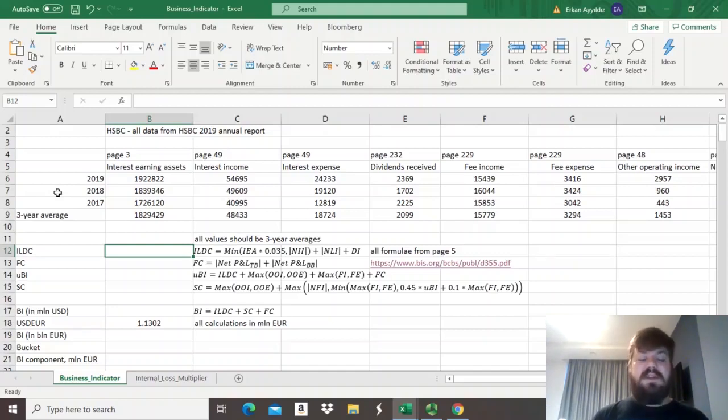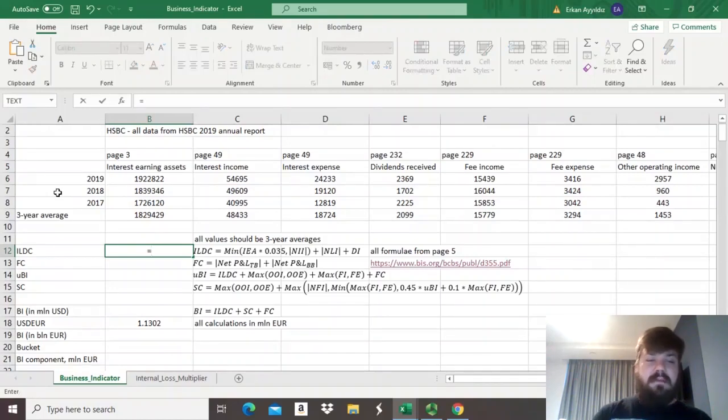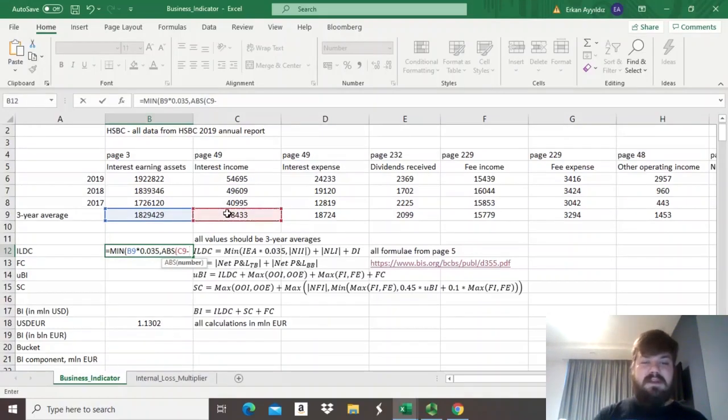To do that, we just need to account for each of those 3 capital letters in the abbreviation. So first of all, we need to acknowledge the interest component. To do that, we need to find the minimum of either the average interest earning assets times 0.035, so 3.5%, or the absolute value of net interest income, so the absolute value of interest income minus interest expense.